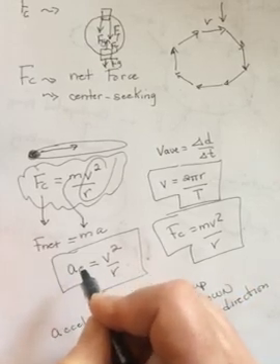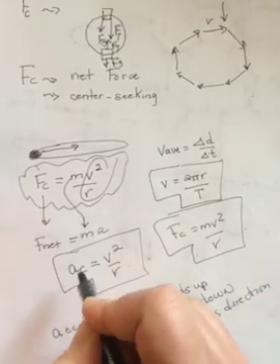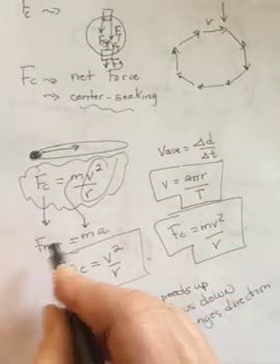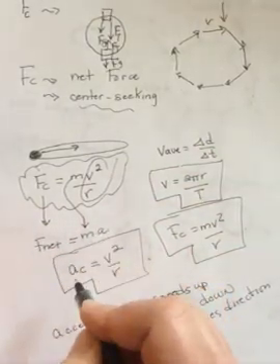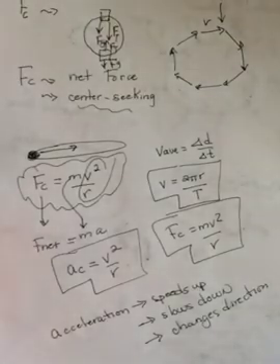The little c here tells us it's centripetal. And remember, the word centripetal means center seeking. So the F net and the a always act in the same direction. They're both always going to point towards the center of the circle.